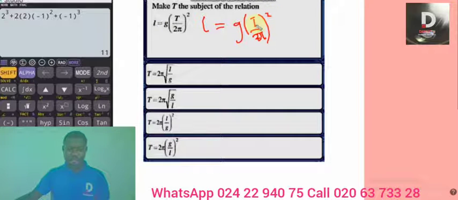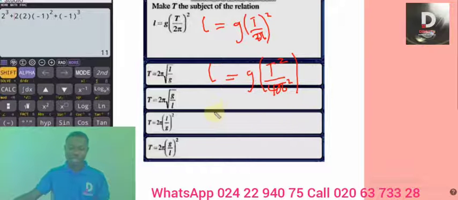This square is affecting this, so you open the bracket. This is a power. You open the bracket, so you get L equals g into bracket T squared, right? T squared over 2 squared will give us 4. Pi squared will give us pi squared. This is what we get. Then we can expand the bracket and multiply this.